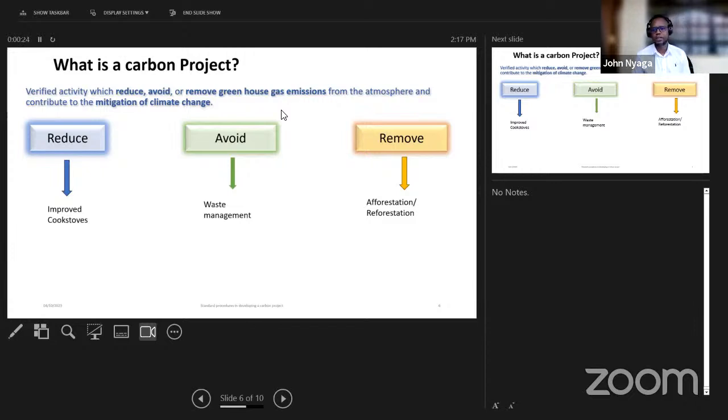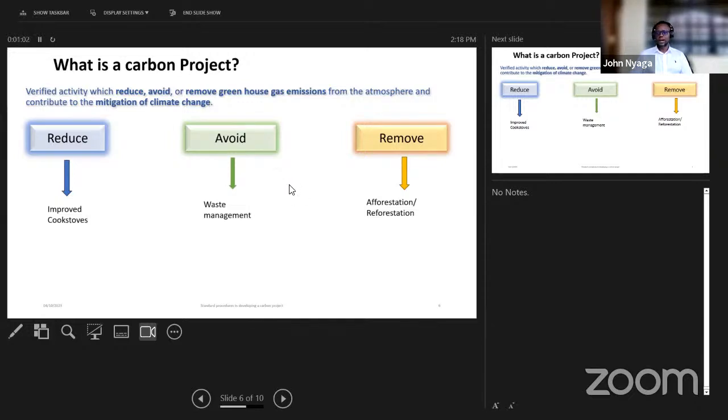Number one, it can operate through reduction. When you talk of reduction, you can think of a cook stove project. Let's say you have a project where you want to distribute cook stoves to farmers or to communities. These cook stoves are expected to use less charcoal or less fuelwood compared to conventional cook stoves. In so doing, you're reducing the amount of emissions that would have been emitted by using the conventional cook stoves. In so doing, your activity leads to reduction.